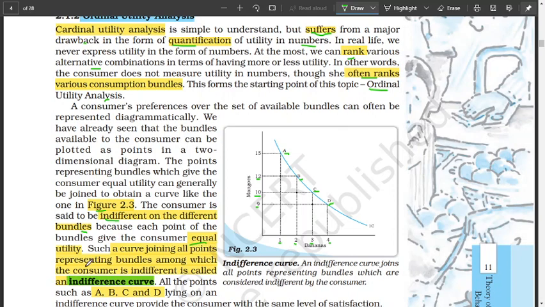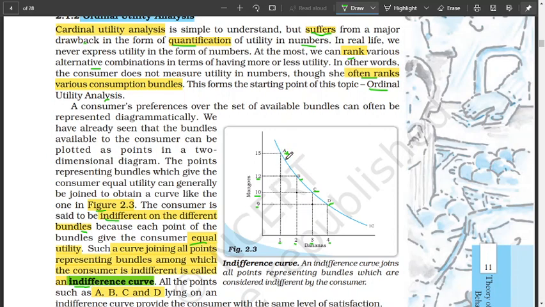equal utility, equal satisfaction. If you draw that on the graph and join these points A, B, C, D, you get this curve, the IC curve. This curve joins all points representing bundles, combinations of mangoes and bananas, among which the consumer is indifferent. It gives him the same satisfaction. So it doesn't matter, A or B or C or D. That curve is called the indifference curve, the IC curve.